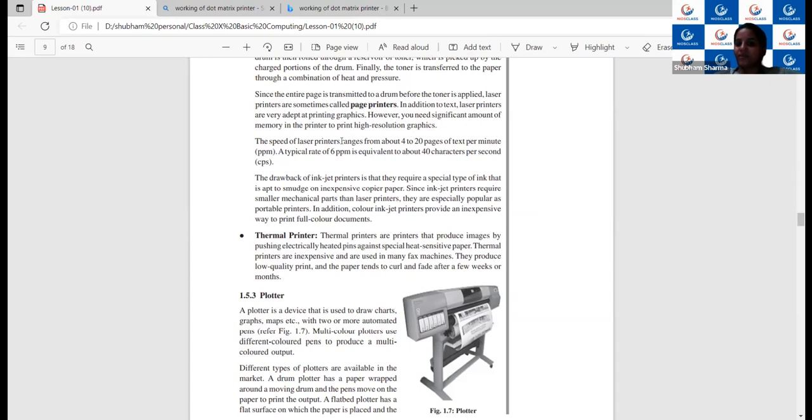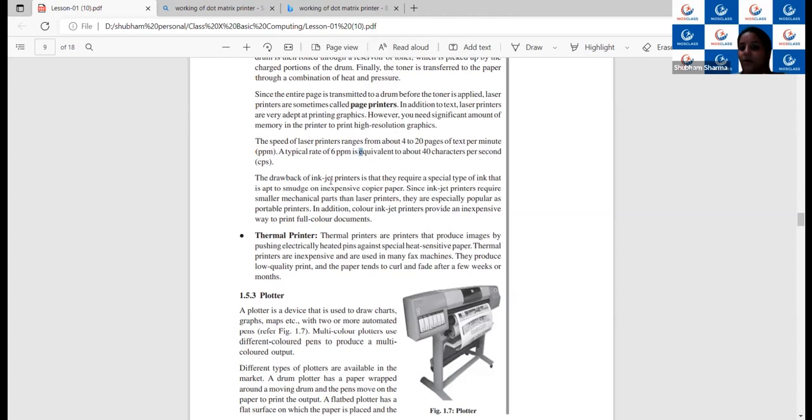Speed of laser printer, it can range per minute. In 1 minute, it can print up to 4 to 20 pages of text. And a typical rate of 6 pages per minute is equivalent to about 40 characters per second. So basically the speed is 4 to 20 pages of text per minute.